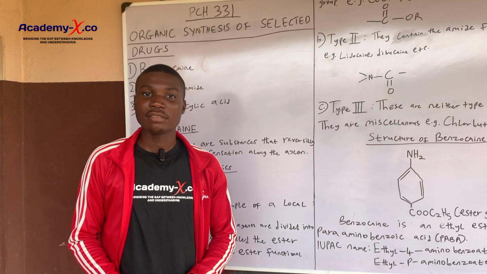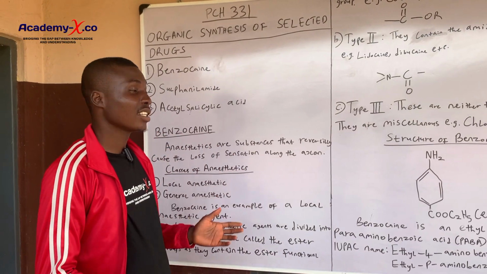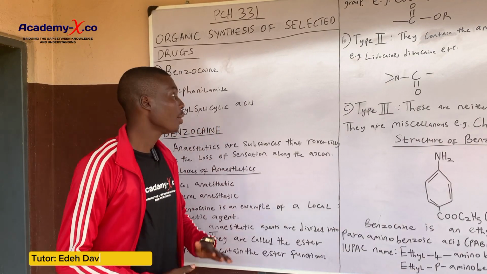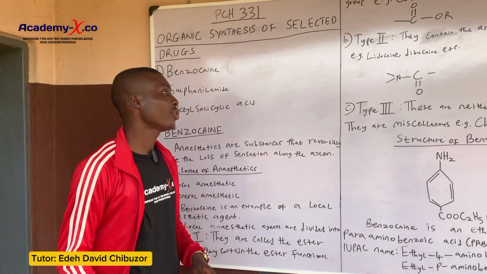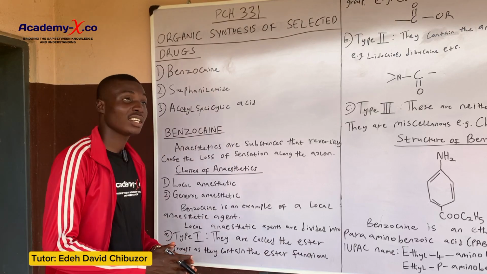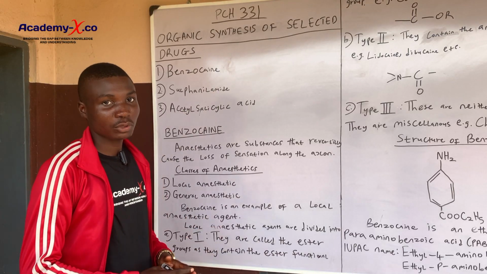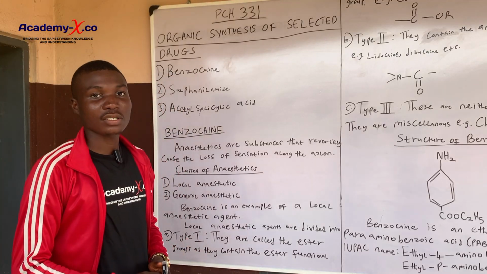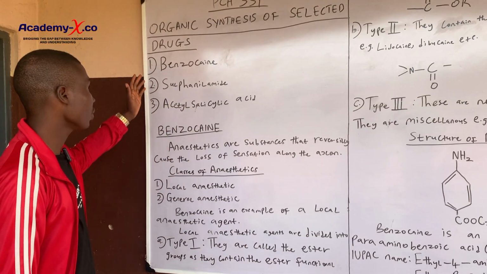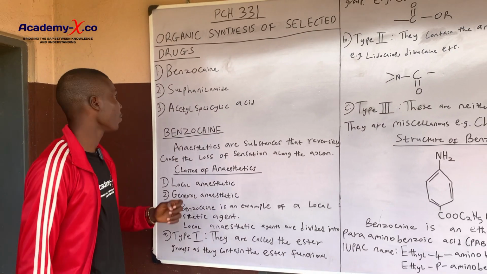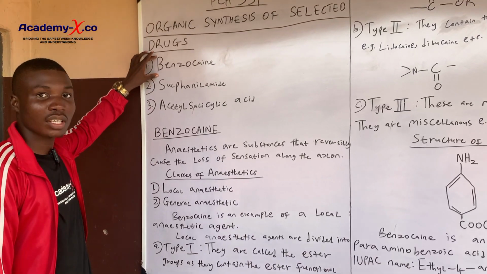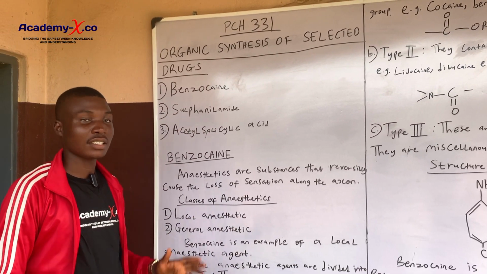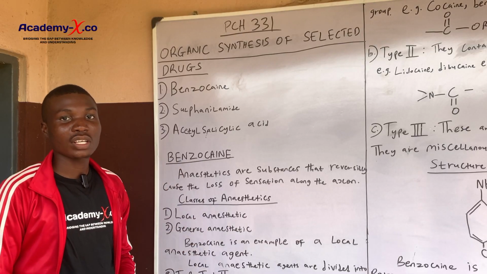Alright, my name is Edeh Chibuzor, and here at Academy X again, we are bringing you a tutorial video for PCH 331, and today we're going to be looking at organic synthesis of selected drugs as captured in the curriculum of the Doctor of Pharmacy in the Faculty of Pharmaceutical Sciences. The selected drugs for this tutorial are benzocaine, sulfanilamide, and acetyl salicylic acid. These are the drugs we are going to be looking at today.